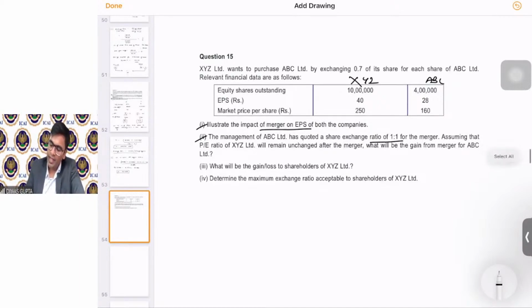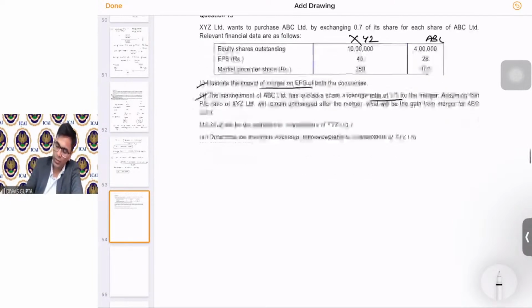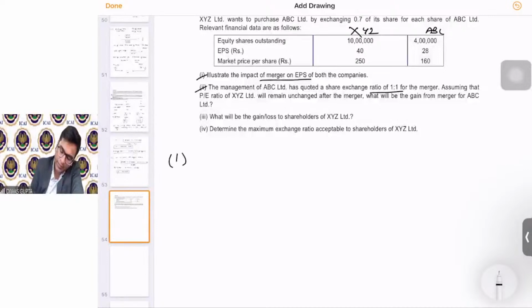Now, first of all, we have been given equity shares, EPS, and market price of both the companies. We have to illustrate the impact of merger on EPS of both the companies. For that, we have to calculate the pre-merger EPS, which is already there, 40 and 28, and the post-merger EPS translated into XYZ and ABC relatively, whatever is the amount coming out to be. Okay, so let's start with the first part.